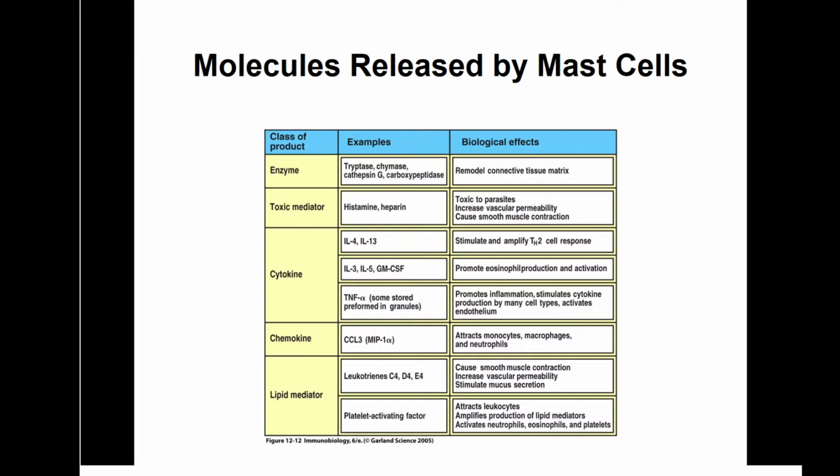Then cytokines released from mast cells, like interleukin 4 and 13, stimulate and amplify the T helper type 2 cell response, and that basically means the allergic response. Interleukin 3 and 5 promote eosinophil production and activation, and tumor necrosis factor alpha promotes inflammation and stimulates cytokine production by many cell types. Then lipid mediators like leukotrienes C4, D4 and E4 cause smooth muscle contraction with increased vascular permeability and stimulate mucous secretion. So those are the biological effects that we can see from mediators released from mast cells.